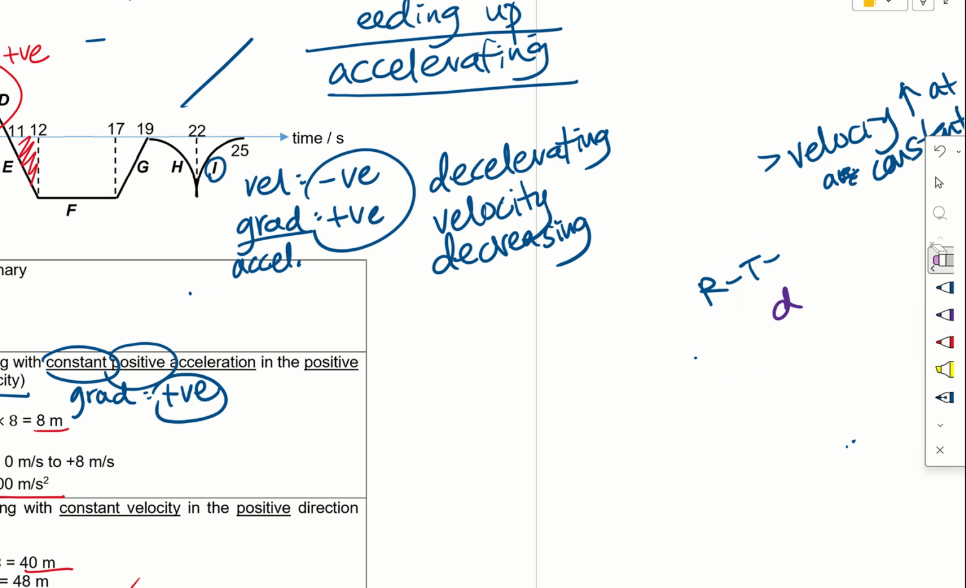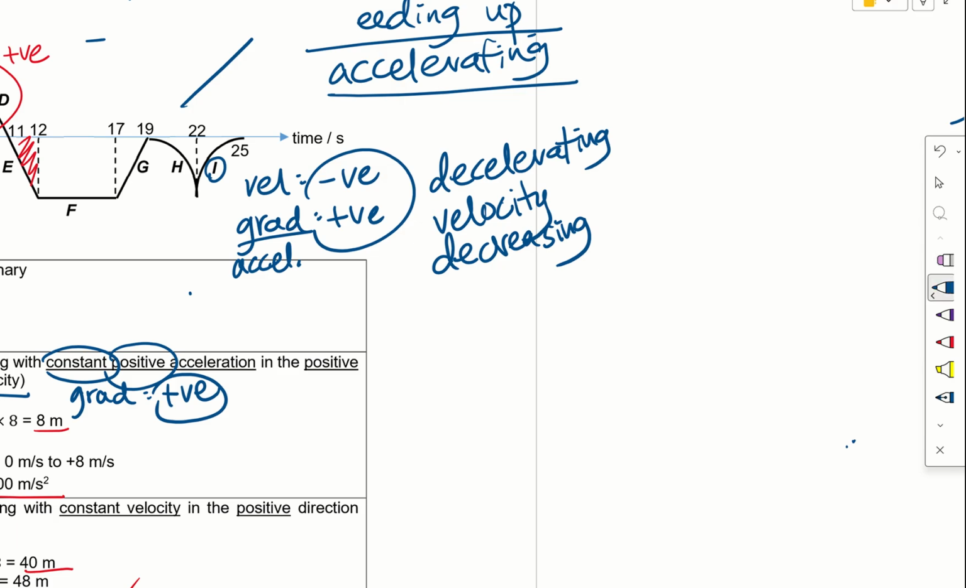So I say this again. We first look at the velocity. The velocity is negative because it's below the x-axis. This one you agree. The gradient is positive because it's sloping upwards as the time goes from 22 to 25. Therefore, it is a positive gradient. Now we look at the sign. Velocity and gradient, they are opposite sign.